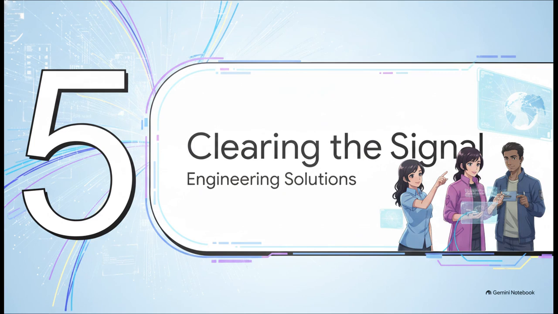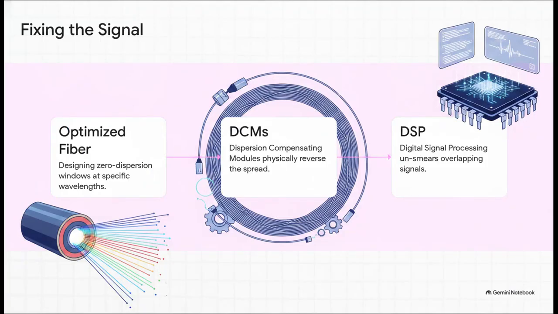So how do we fix it? That brings us to our final section, clearing the optical signal and the engineering solutions. So how on earth do telecom engineers solve these massive physical problems to maintain those blazing fast global networks we rely on every single day? Well, they attack it in three main ways.